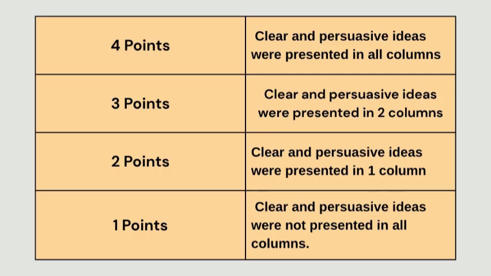Rubric criteria, how it will be scored. Points criteria. 4 points: clear and persuasive ideas were presented in all 3 columns. 3 points: clear and persuasive ideas were presented in 2 columns. 2 points: clear and persuasive ideas were presented in 1 column. 1 point: clear and persuasive ideas were not presented in any or all columns.